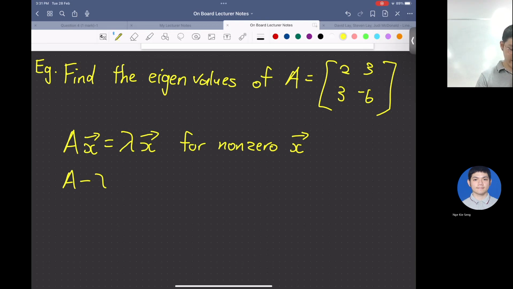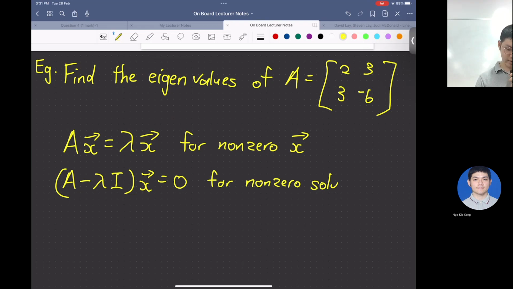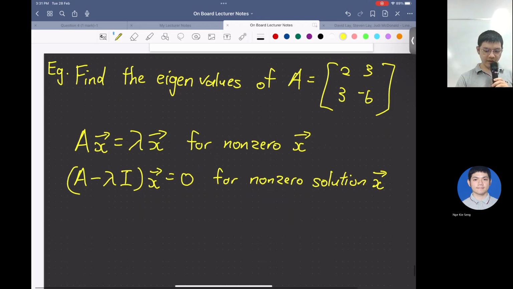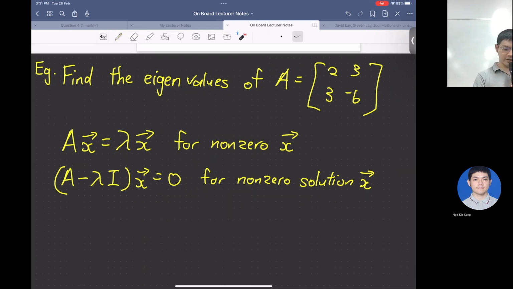So what does this mean? This means that (A minus lambda I) times x equals 0 for a non-zero solution x in the null space of A minus lambda I. This is what we went through last time. I hope you still remember. I just moved this lambda x to the other side. So the question now is to solve this homogeneous system here.